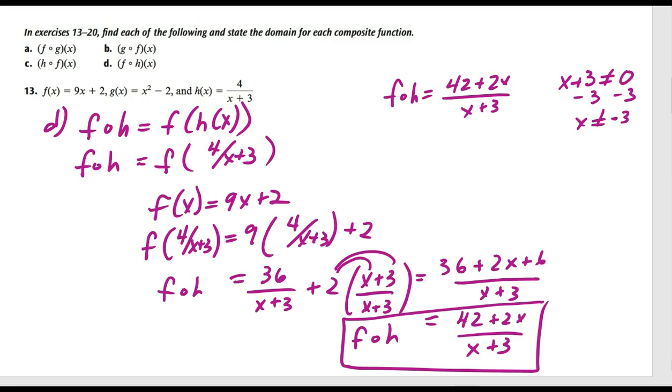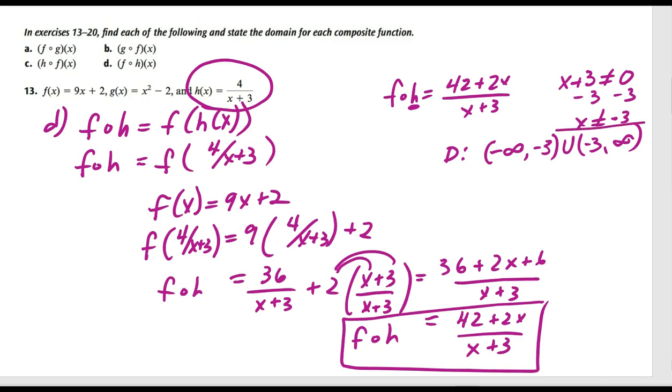So our domain would be negative infinity to negative 3, and then we're going to exclude it by putting parentheses on each side of it. Okay, but we're not done. We have to always look at the domain of our input. Well, our input is h of x. And you can see that h of x also will have the restriction of not allowing negative 3. That's the same restriction we already have, so we're good. So our domain for our composition of function will be the same.